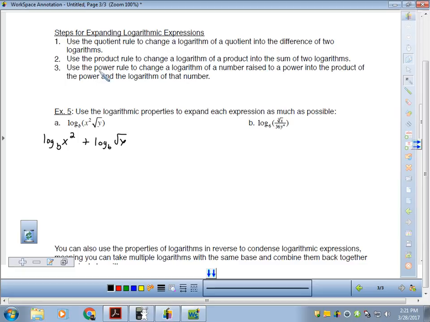And then lastly, use power rule to bring powers to the front. So here, this 2 is a power. It can go to the front. 2 log base b of x plus. That square root is also technically a power. Remember that, again, a square root is a 1/2 power, so this is really y to the 1/2. So that 1/2 power can be moved to the front. And so we'll have 1/2 log base b of y. And that's as much as we can do using our properties of logarithms.